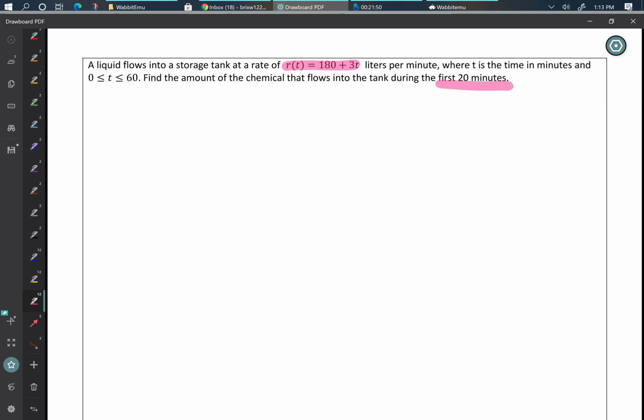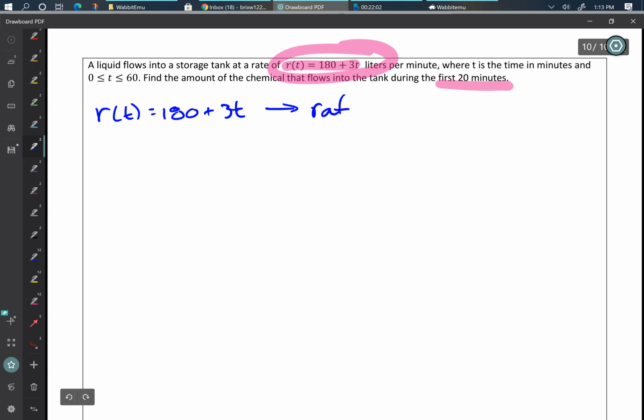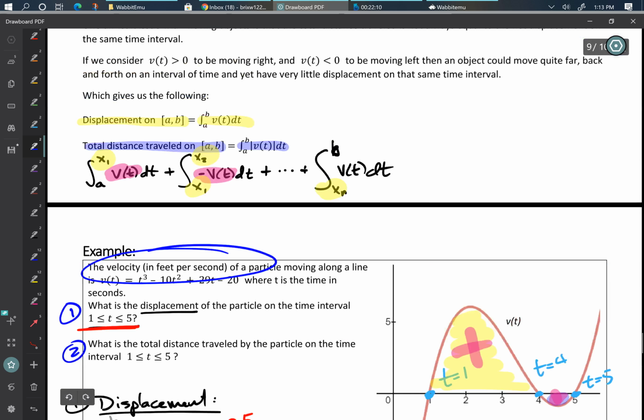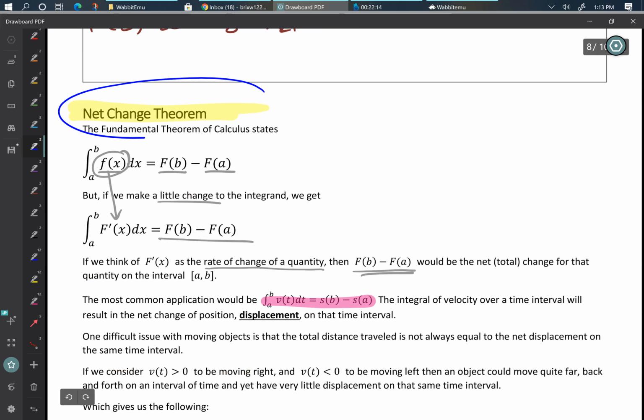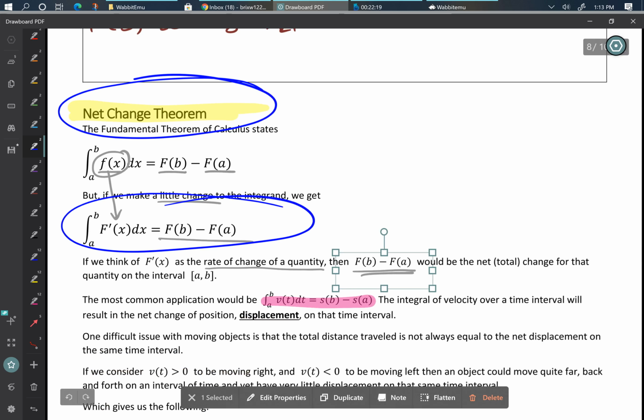All right, this function, R of t, is a rate of change. And since that is a rate of change, we can use the net change theorem that says that the integral of the rate of change is equal to the total change to make this thing work.